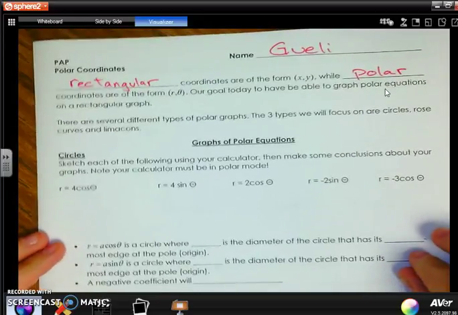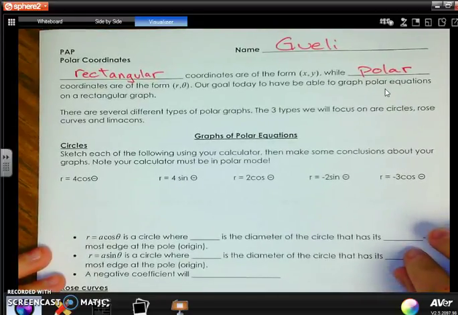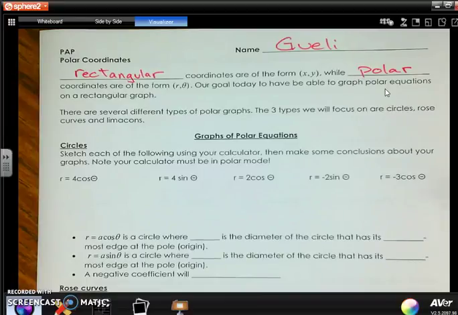And although there's a bunch of different types of polar graphs, just like in the graphs that you've been working with in Algebra 2, where there are lines, quadratics, cubics, very similarly in polar there's a bunch of different types of graphs. The ones we're going to focus on today are circles, rose curves, and lemniscates. Okay, that's a French word.